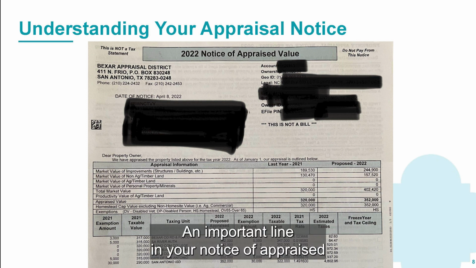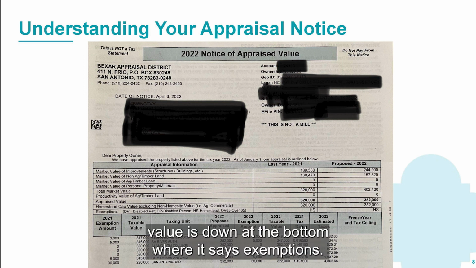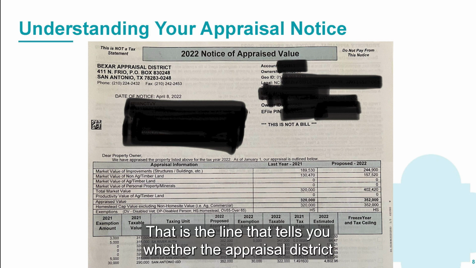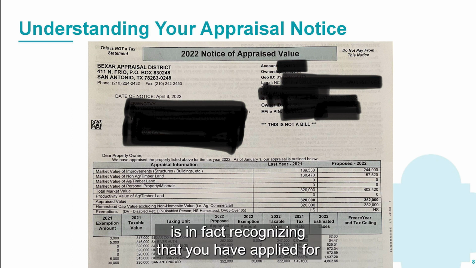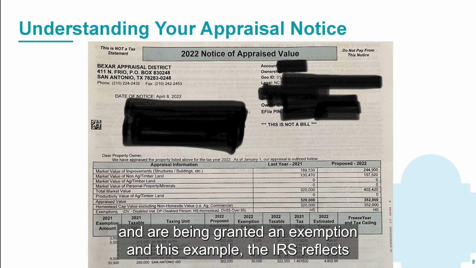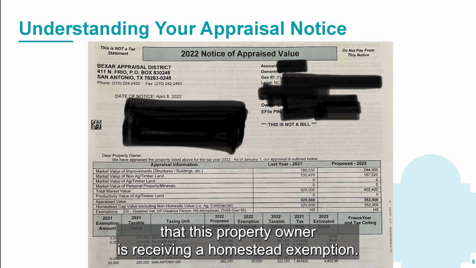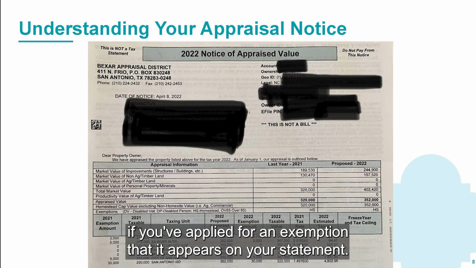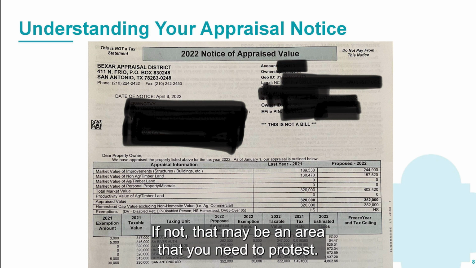An important line in your Notice of Appraised Value is down at the bottom where it says exemptions. That is the line that tells you whether the appraisal district is in fact recognizing that you have applied for and are being granted an exemption. In this example, the HS reflects that this property owner is receiving a homestead exemption. So when you get your notice, make sure if you've applied for an exemption that it appears on your statement. If not, that may be an area that you need to protest.